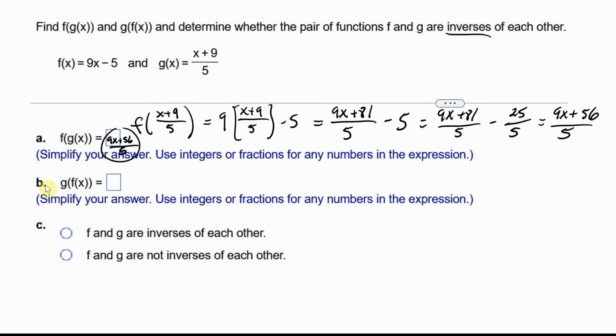And then you calculate for part B. What do you conclude for part C? Are these two functions inverses, or are they not inverses of each other? For two functions to be inverses of each other, what must happen? For f and g to be inverses, what must happen to their composition? Remember, the composition is f composed with g, or g composed with f. For two functions to be inverses, what must happen to the composition of the two functions?